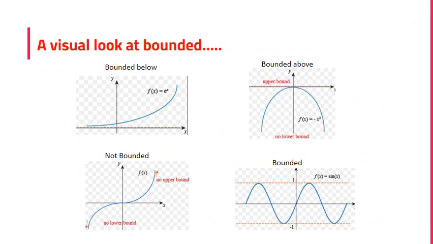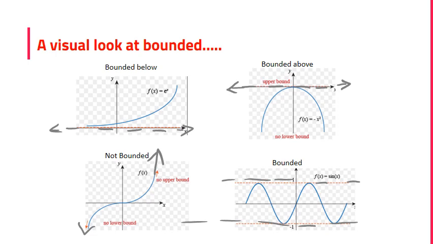Okay, so a visual look. Here's some more examples, just quickly, you don't need to jot these down. In this case, an exponential function is bounded below because we've got that boundary below it. This is a quadratic function. It's bounded above. It's an upper bound because it doesn't cross that boundary. Sometimes you can have not bounded. This one goes forever up and forever down, so there are no boundaries at all. And then again, that example I provided you of a sine function, which is bounded above and below.